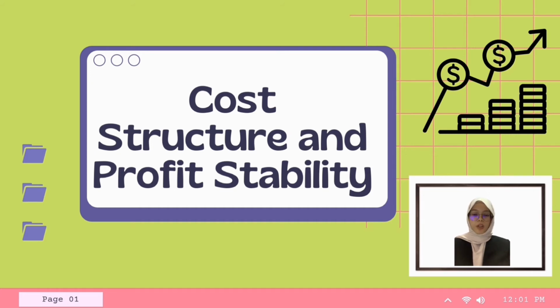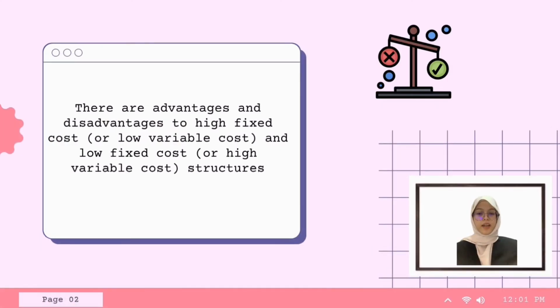277985. I will continue to discuss the part on cost structure and profit stability. For this part, there are advantages and disadvantages of higher fixed costs with lower variable costs, and lower fixed costs with higher variable costs. So what are the advantages and disadvantages?